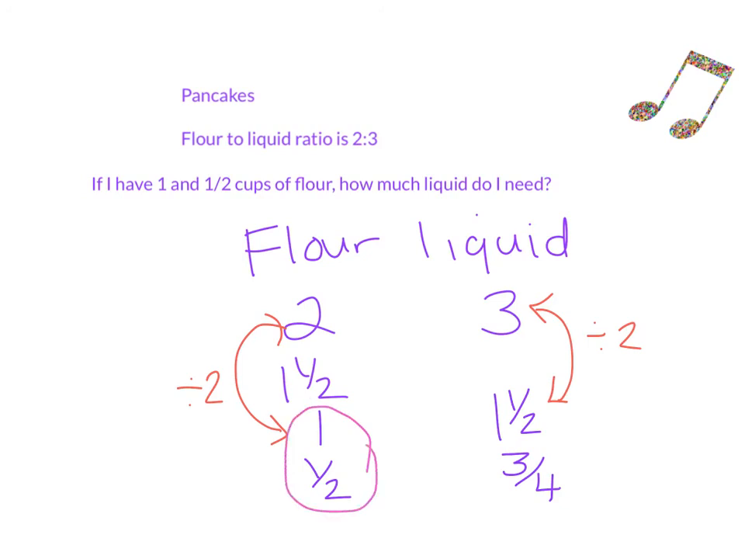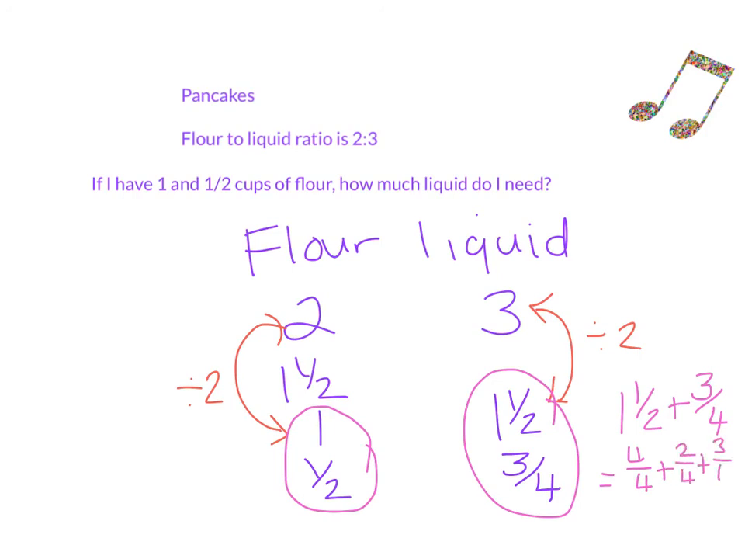If I want 1.5 cups of flour, I'm going to add these two together. So I'm going to have 1.5 plus 3/4. 1 is 4/4. A half is 2/4. And I'm adding on 3/4. So let's see how many I've got altogether. 4, 5, 6, 7, 8, 9/4. And that's the same as 2 and 1/4. So if I only had 1.5 cups of flour, I would need 2.25 cups of liquid.